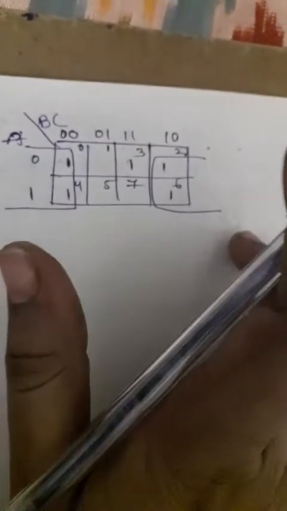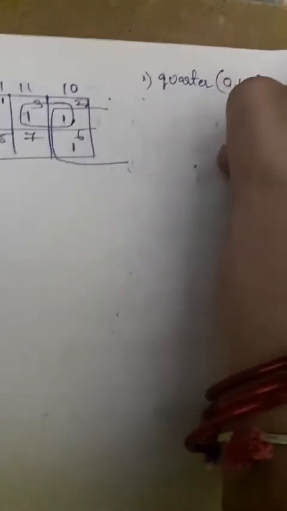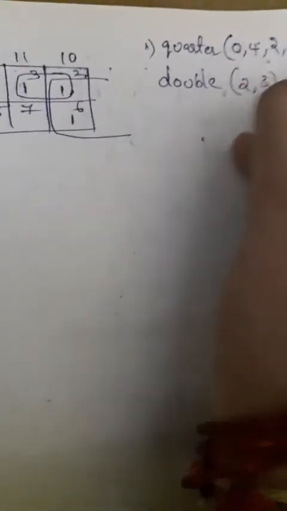Okay, we'll get 1 quad by combining these 4 cells. We'll get the 1 quad, that means opposite cells are combining. So next, and one more group is there here, these two are adjacent cells, then we can get the 1 pair. So totally 1 quad, that is 0, 4, 2, 6 and 1 pair, that is 2 and 3.